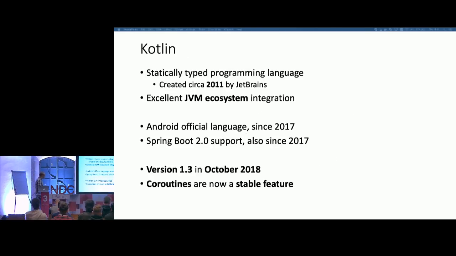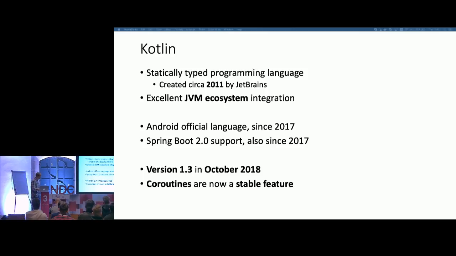So what is Kotlin? It's a statically typed programming language. It was created by JetBrains, the manufacturer of excellent IDEs, such as IntelliJ and Rider, around 2011. It has excellent support or integration with the JVM ecosystem. So it's very easy to start using Kotlin on a Java project, for instance, using IntelliJ and using Gradle without any friction at all. So it's great.